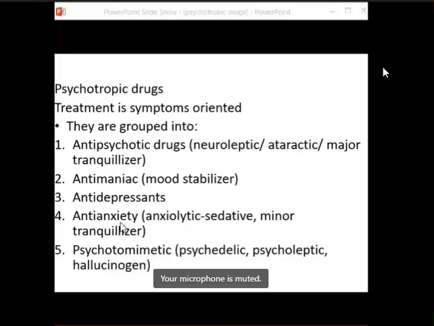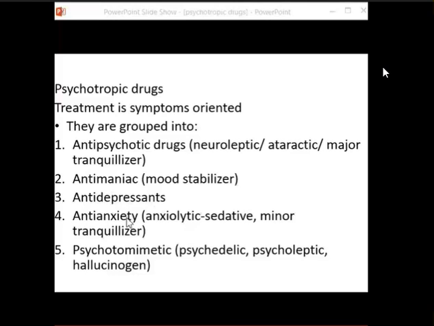And then there are psychomimetic drugs, also known as psychedelics, psycholeptics and hallucinogens. They are not used for therapeutic purposes, but we should know some of the psychomimetic drugs that can mimic the state of psychosis. They are mainly drugs of abuse, like for example cannabis, LSD, which I think you will be taught again in drug abuse. So as for psychotropic drugs, we'll mainly discuss the antipsychotic drugs, antimanic drugs, antidepressant drugs, and anti-anxiety drugs.